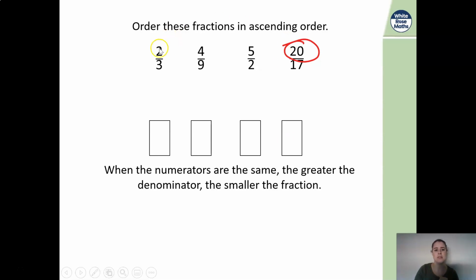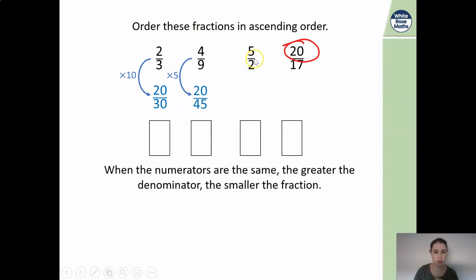Okay, so let's start with the first one. Well, we think the numerator, how do we get from 2 to 20? Well, we multiply that by 10. So we've got to multiply both of our numbers by 10, and that gives us 20 over 30. Then I need to look at the next one, and I'm looking at numerators still here. How do I get from 4 to 20? Well, I know 4 to 20 is multiplied by 5. So I've got to multiply both of my numbers here by 5. That gives me 20 over 45.